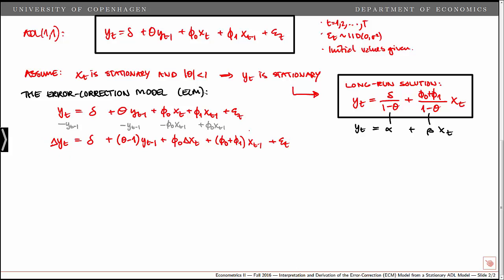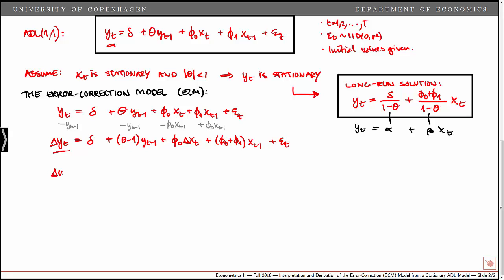Note that the model we have here is identical to the ADL model we started with. So we can estimate the representation up here, or we can estimate the representation down here, and we get exactly the same results. We can go back and forth between them. We know what the parameters in one model are in terms of the other.